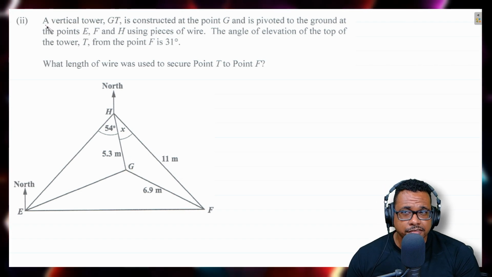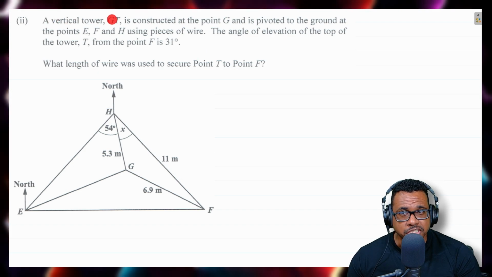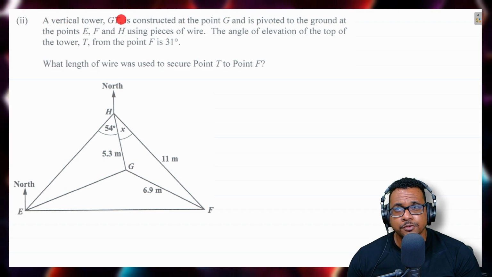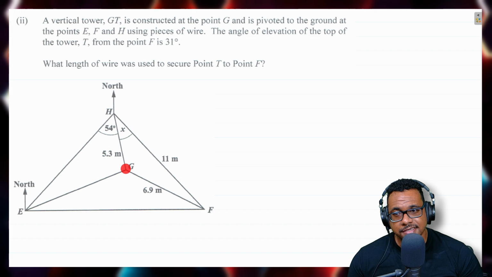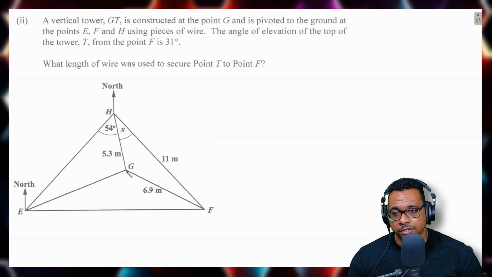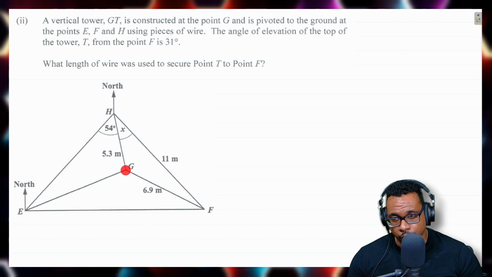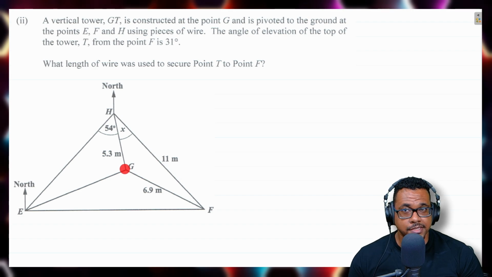If you read the question carefully, you see a vertical tower GT. So G is going to be the ground and T will be the top of the tower. You're not seeing T here, right? The tower is constructed at G and will rise up vertically to the point T.